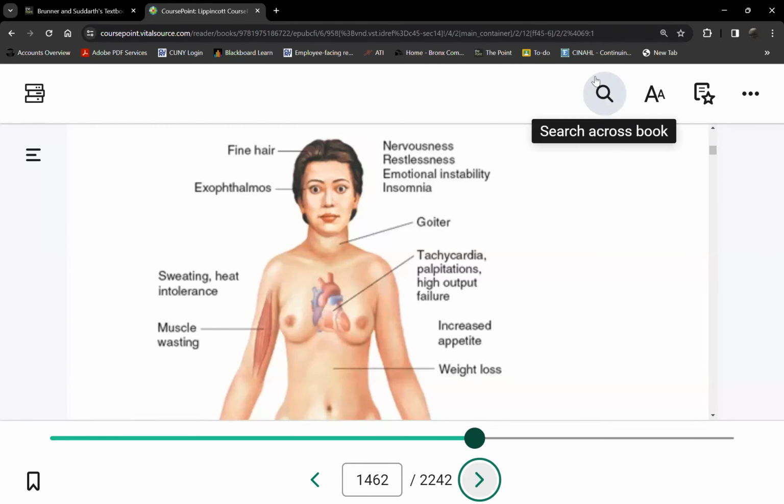Now, let's talk briefly about goiter. Goiter is the enlargement of the thyroid gland. Now, yes, most people with hyperthyroidism, especially Graves' disease, have an enlarged thyroid gland. We call it goiter. However, some hypothyroid patients also have goiter. So therefore, is goiter a distinct manifestation of hyperthyroidism? No, because it's also present in some hypothyroid patients.